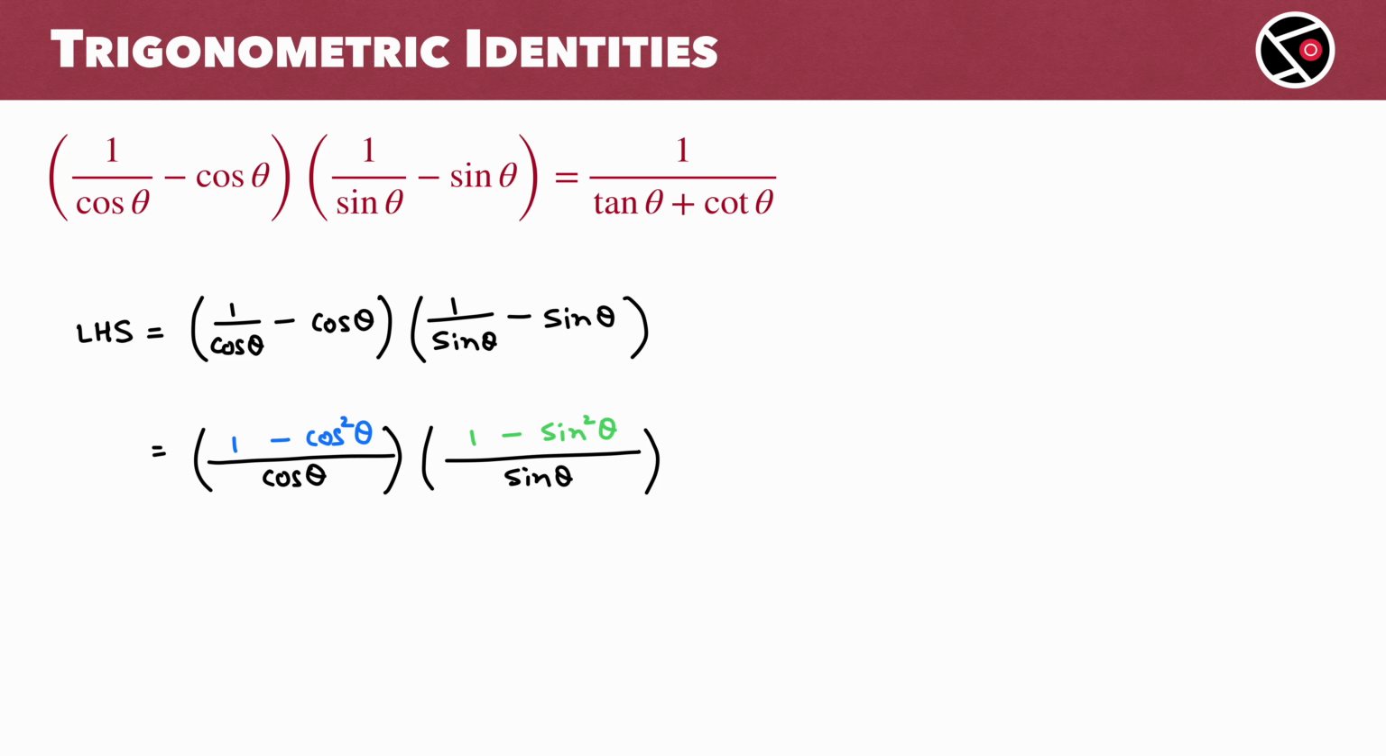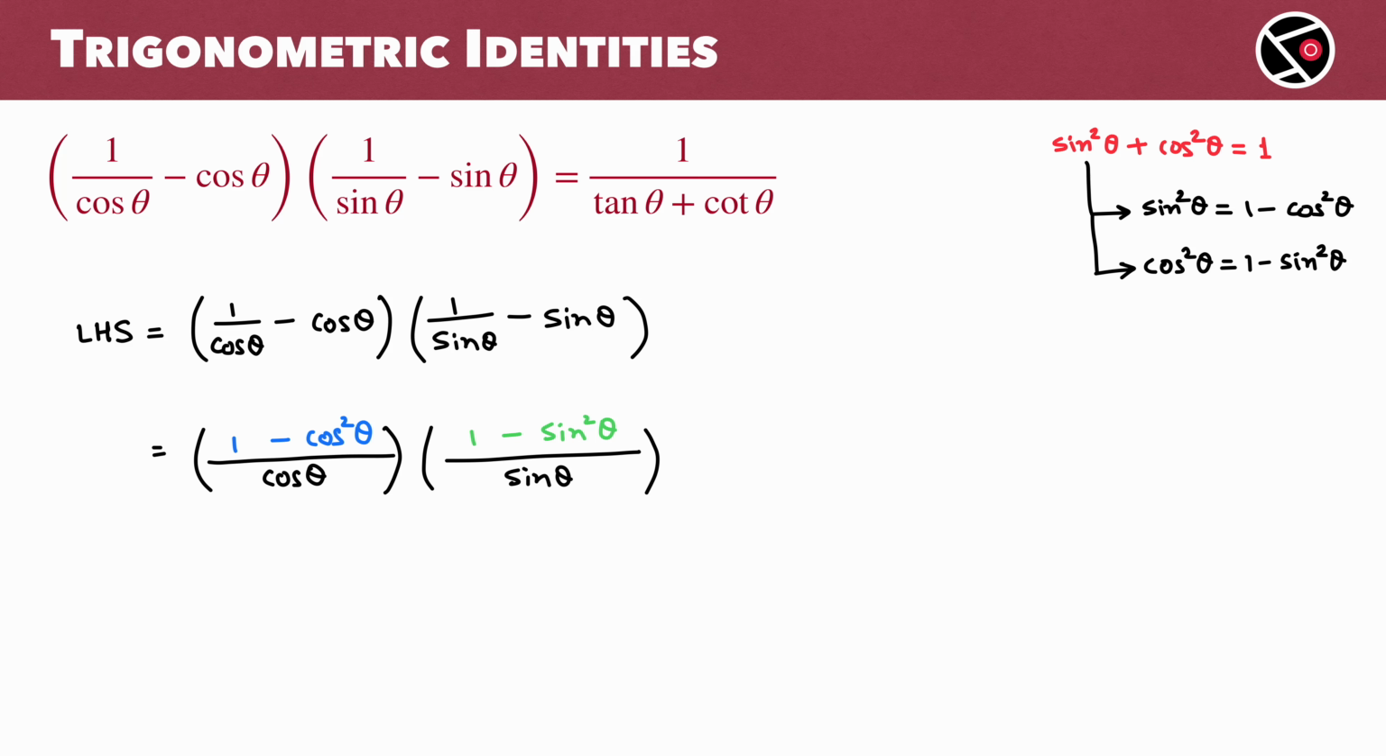Now what's 1 minus cos square θ? And what's 1 minus sin square θ? It is time to apply this fundamental identity. Sin square θ plus cos square θ equals 1. We can rearrange the terms and write it as sin square θ equals 1 minus cos square θ, or cos square θ equals 1 minus sin square θ.